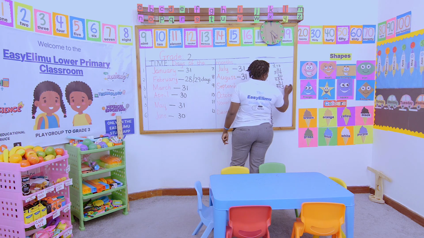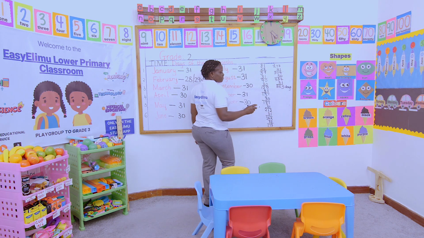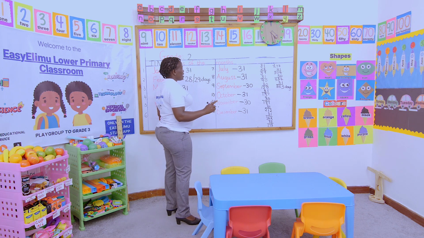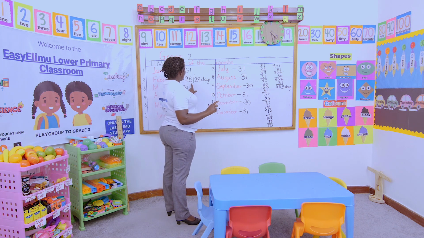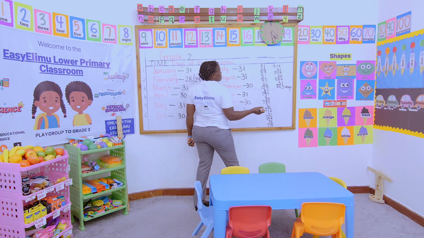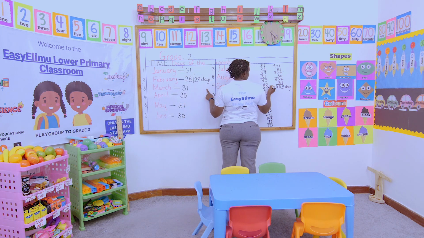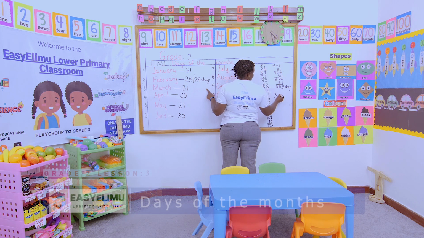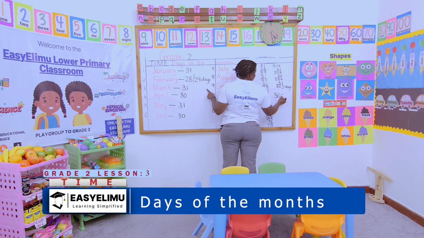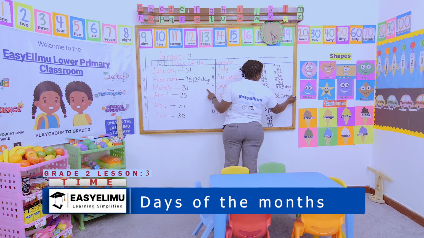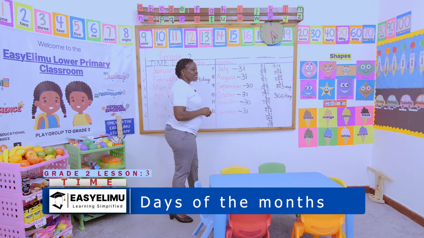A year has how many days? A year has 365 days. That is the normal year. But now when the year goes in a way that it is a leap year, you add plus 29. You don't add 28 here, it becomes 29. And that is why you say a year can have 366 or 365 days.